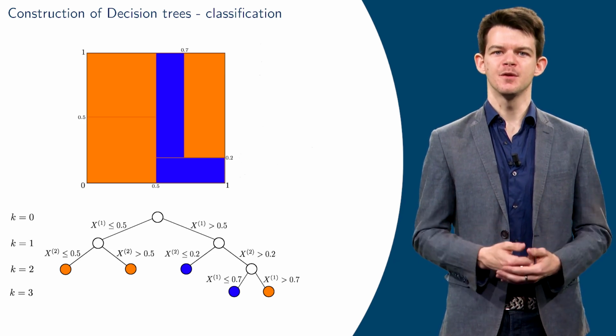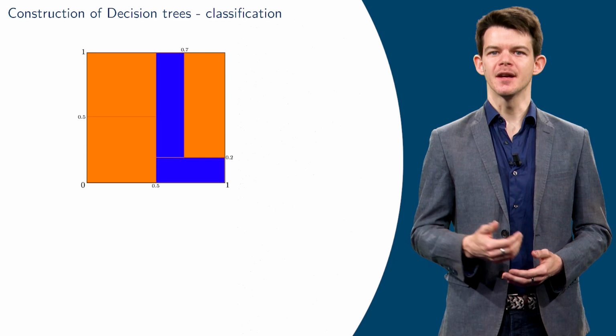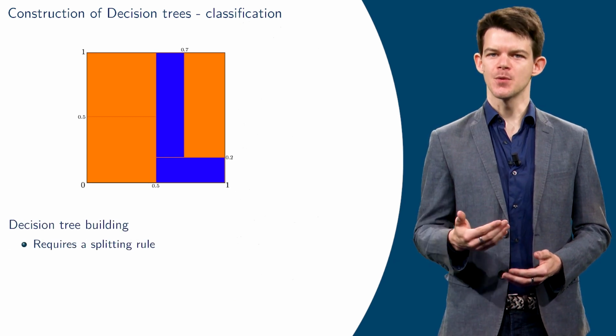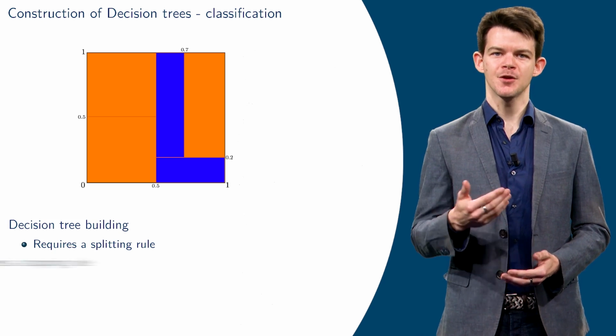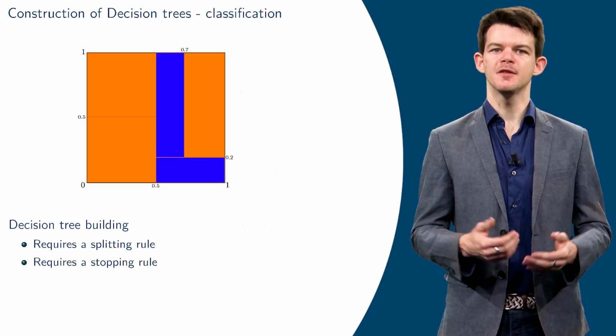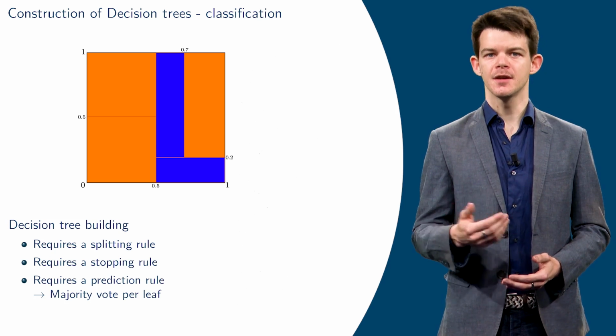To complete the description of this construction, we need to specify, as for the regression tree, the splitting rule, which will be different from the splitting rule for the regression tree, and the stopping criterion. We have already specified the prediction rule, which is here the majority vote.